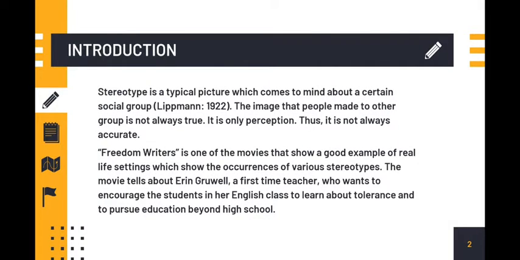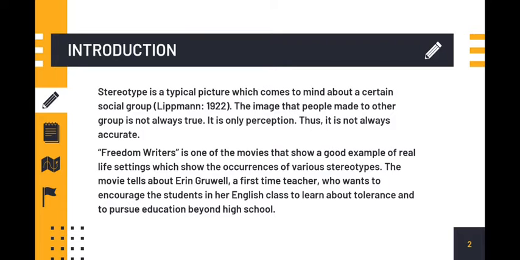So according to Lippmann, stereotype is a typical picture which comes to mind about a certain social group. The image that people make to other group is not always true. It's only perception. Thus, it is not always accurate.